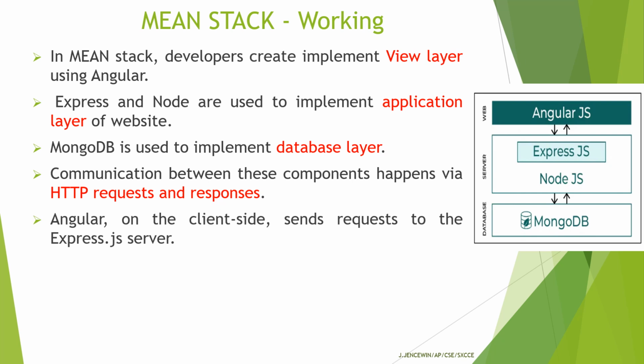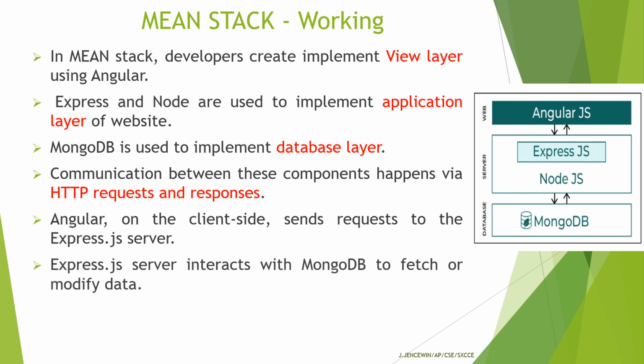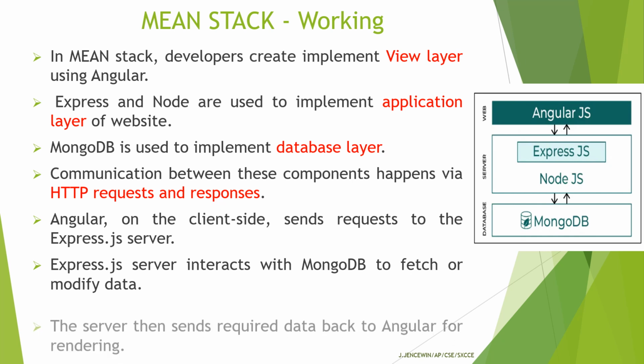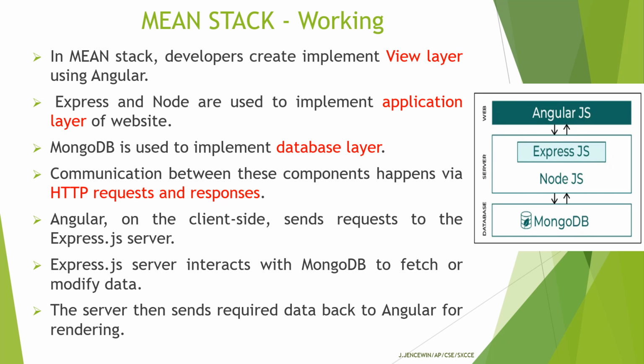Here we are creating the view layer using Angular. Angular is on the client side and sends the request to the Express server. The Express server can directly interact with MongoDB and fetch or modify the data. Based on the user request, the server then sends the required data back to Angular for rendering. Angular then creates the final result and provides it to the user.